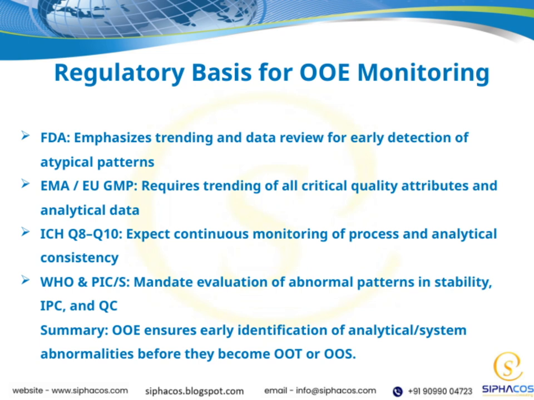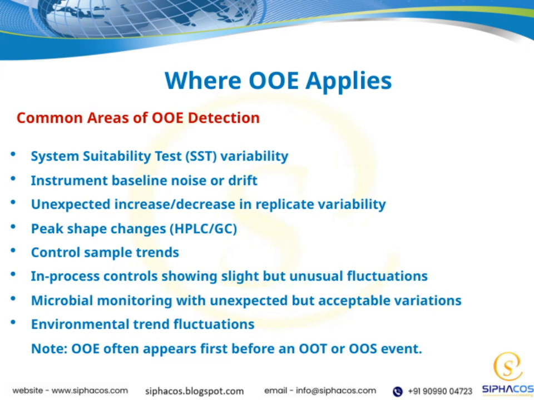Let's take a look at some common signs of system suitability test, or SST, variability. These are important indicators that something might be off in your system. For example, instrument baseline noise or drift can suggest that your instrument isn't stable over time, which can affect your results.